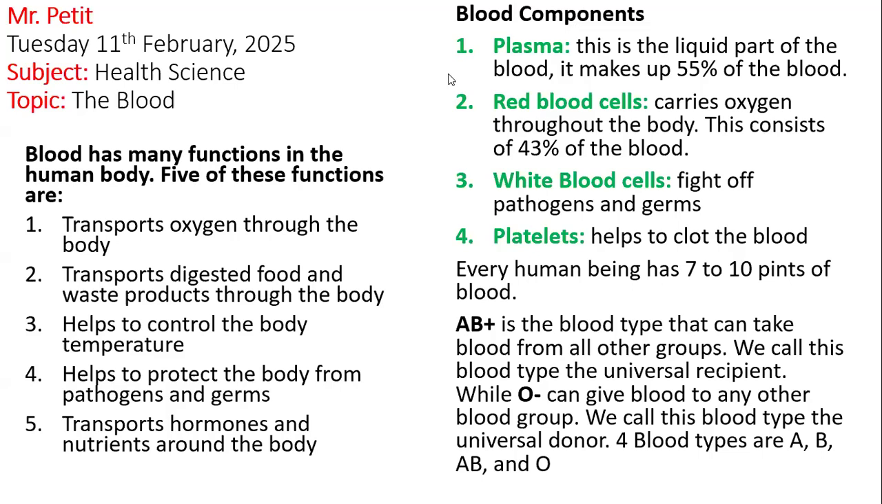Class, about how much blood is inside the body? 7 to 10 pints. Very good. And how much percentage of the blood is plasma? 55%. Very good.